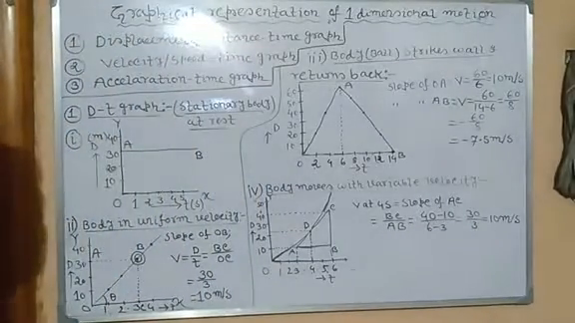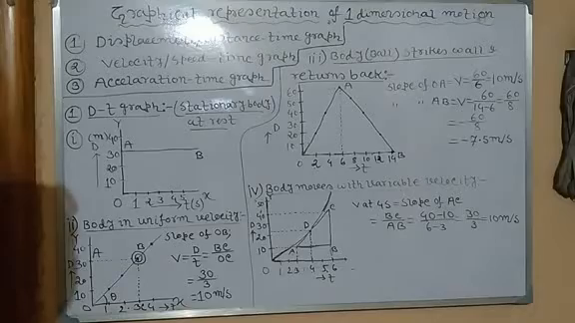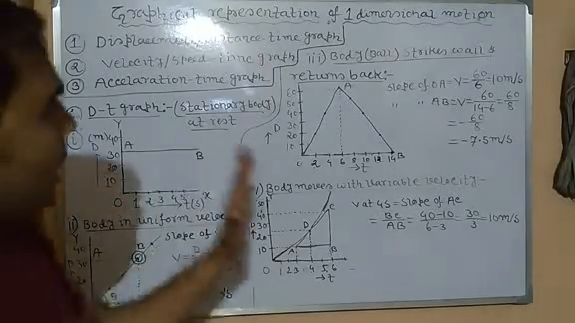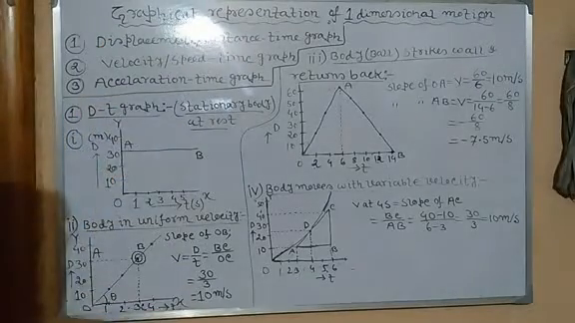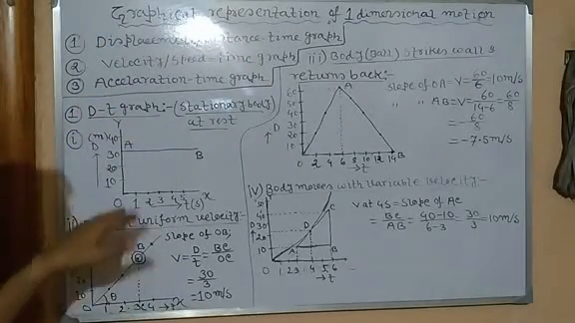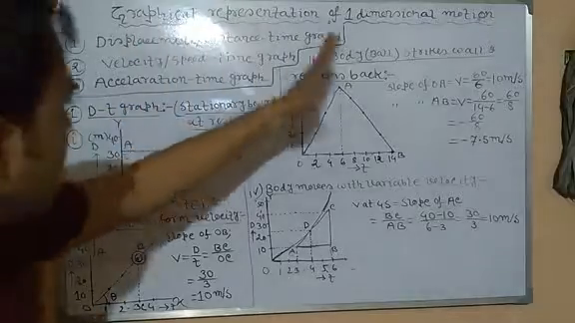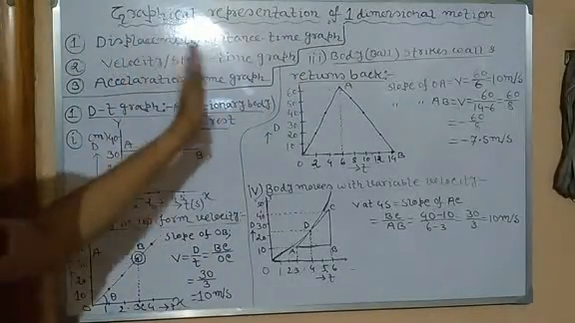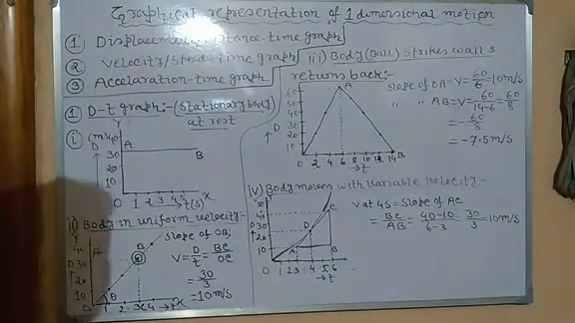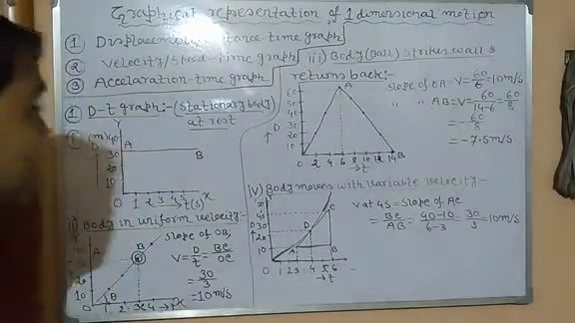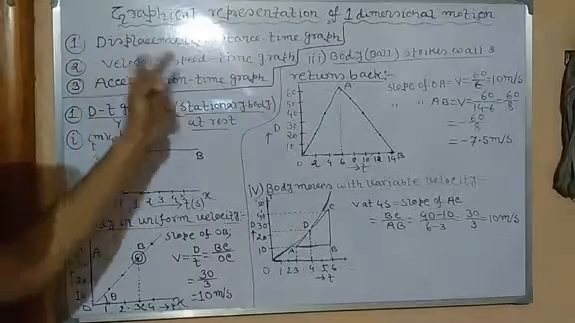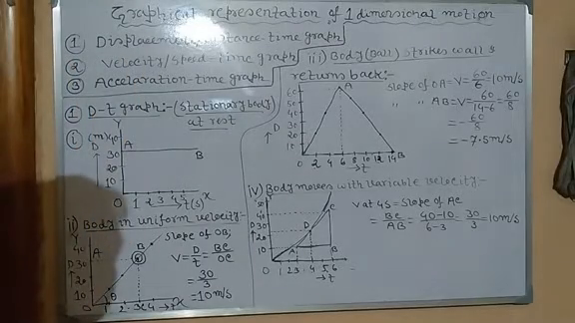So let's see. Now the one-dimensional motion can be represented graphically in three ways, by three graphs. That is the displacement or distance time graph, the velocity or speed time graph, and the acceleration time graph. But so far we have learned that displacement and distance are not the same thing, whereas velocity and speed are not the same thing.